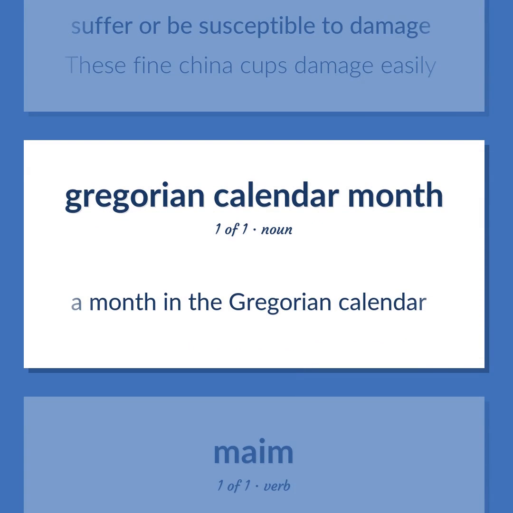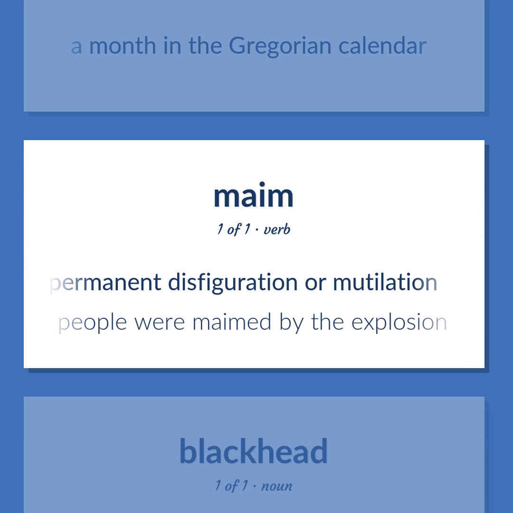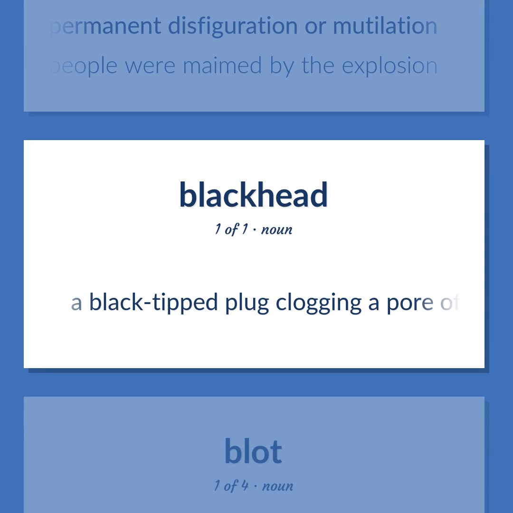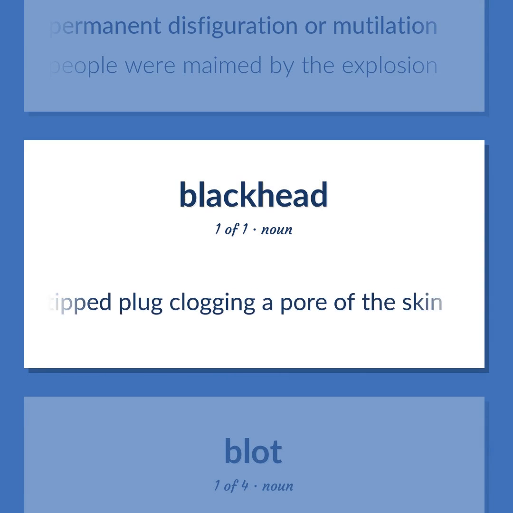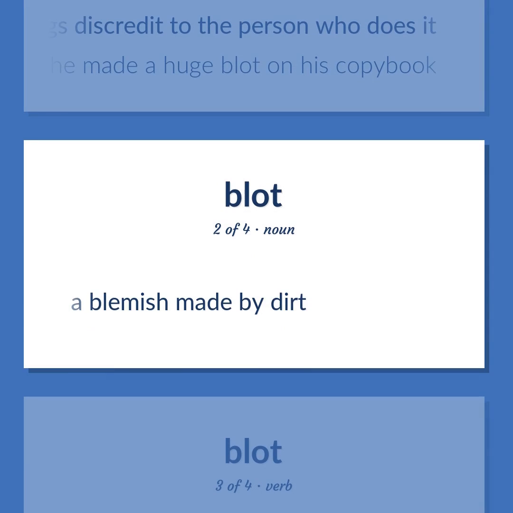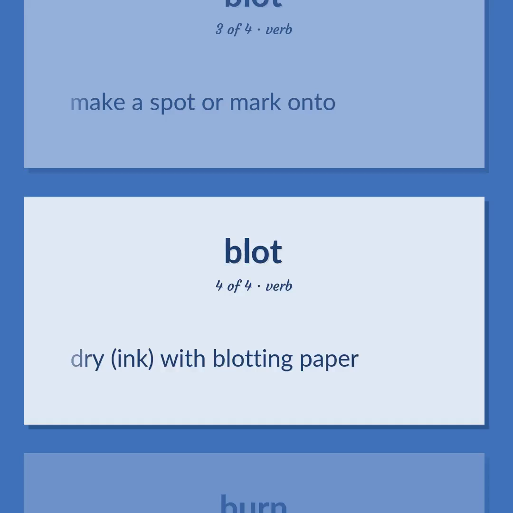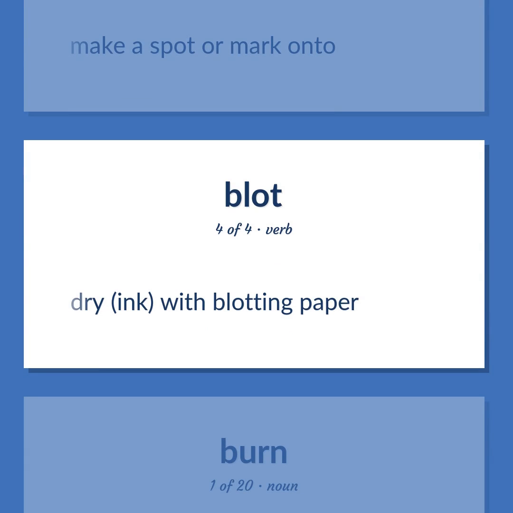A month in the Gregorian calendar. Injure or wound seriously and leave permanent disfiguration or mutilation. People were maimed by the explosion. A black-tipped plug clogging a pore of the skin. An act that brings discredit to the person who does it. He made a huge blot on his copybook. A blemish made by dirt. Make a spot or mark onto. Dry ink with blotting paper.